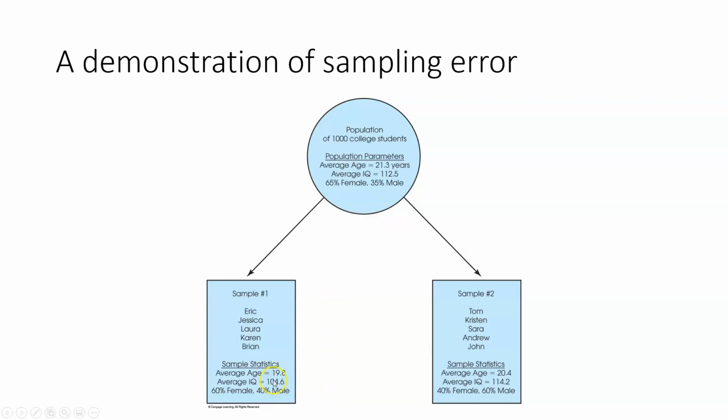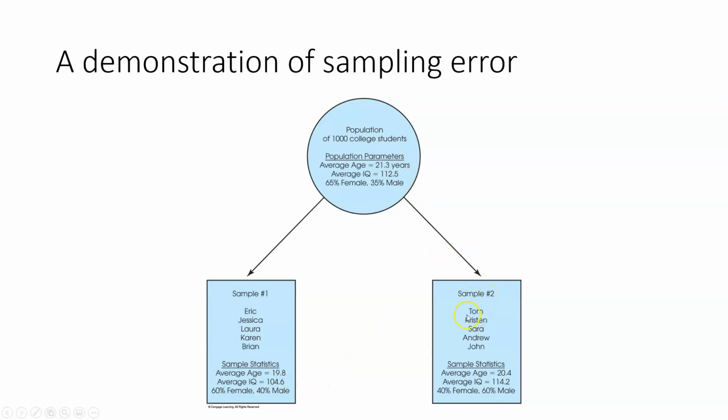Similarly, their average IQ and the percent female is not going to be representative of the whole population, but it's going to be close. The difference between 19.8 and 21.3, that's known as sampling error. And the difference between the average IQ of this sample and the average IQ of the actual population, that's again sampling error.